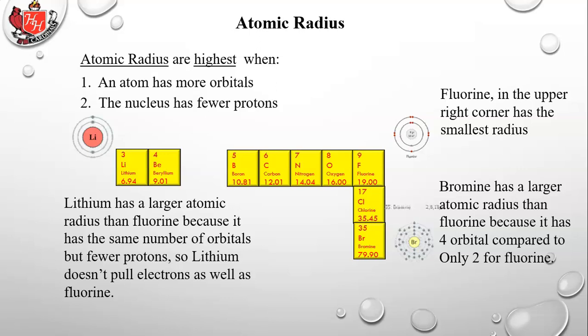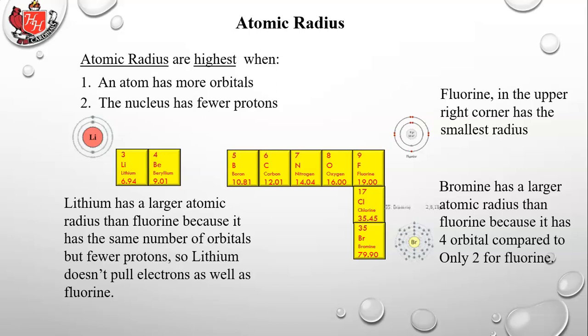So why would fluorine be smaller than lithium? That doesn't seem to make sense. But it does when you think back to what we've talked about. Fluorine and lithium both have the same number of orbitals, but fluorine has more protons in its nucleus. That puts a stronger pull on all of its electrons. So its electrons get pulled in more tightly, and therefore that makes fluorine a smaller atom, with a smaller atomic radius than lithium over there on the left.